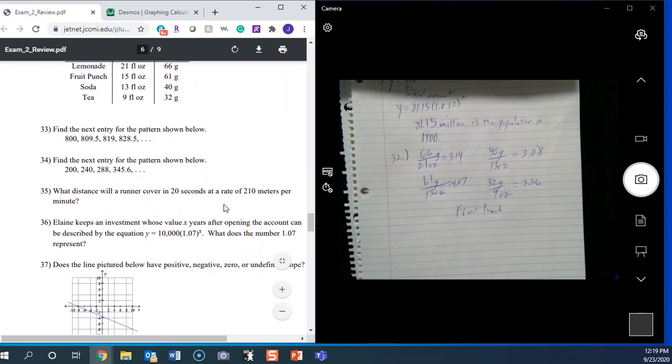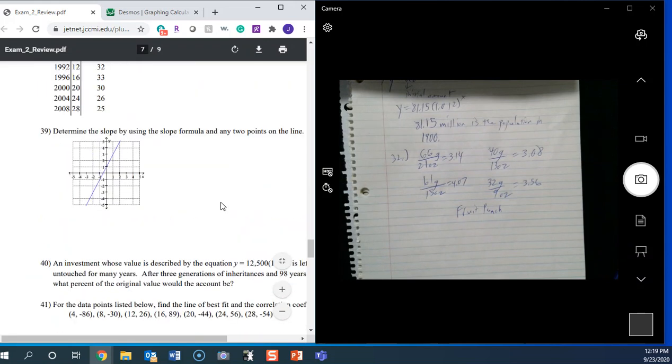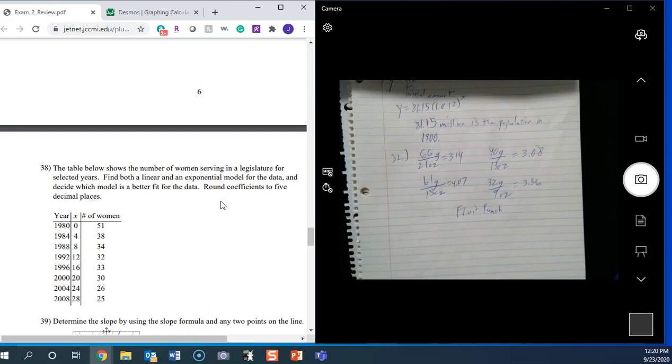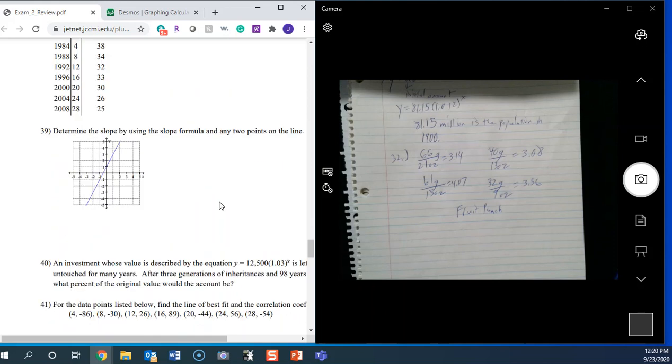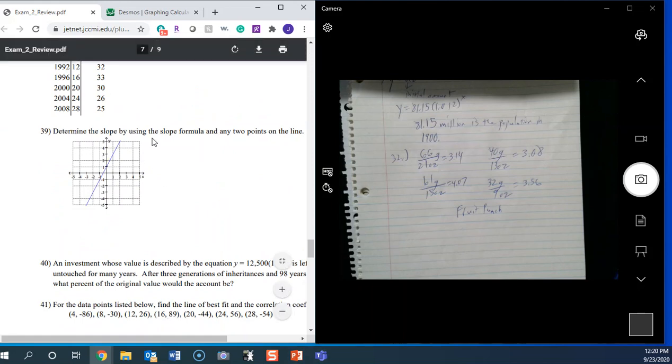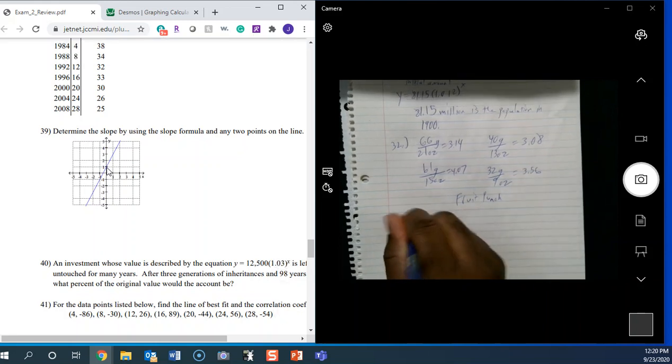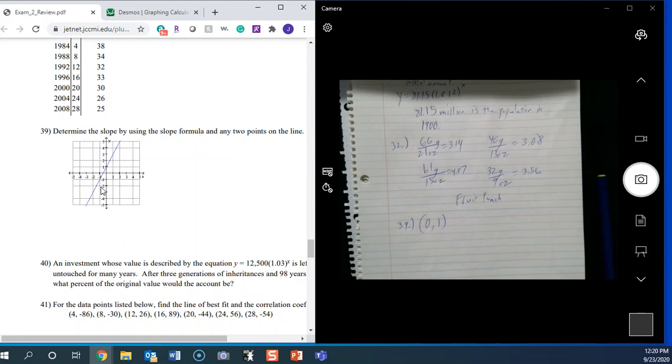Now, the next problem that I wanted you to take a look at is actually a mixture. I want to do 39. I was going to use 40, but let me do 39. It says determine the slope by using the slope formula at any 2 points on the line. Now, what I want to do here, I want to show you how to do this in Desmos. We're going to pick 2 points on the line. One point is here at 0, 1. This is 39. We'll use 0, 1. And then another point, it hits exactly here, which is -1, -1.